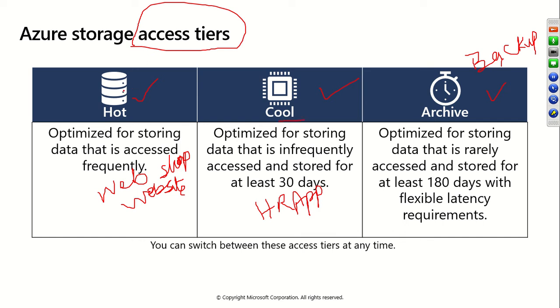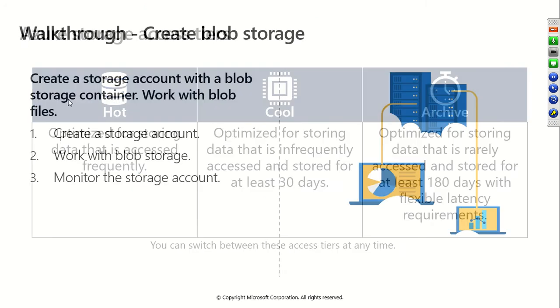The reason why you need to specify your access tier is because the cost that Microsoft will charge you for using hot is higher than using cool. The cost of cool is higher than using archive. So one of the ways you can reduce cost is by selecting the appropriate access tier for your storage.